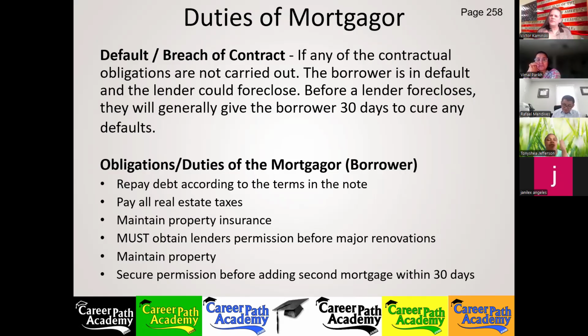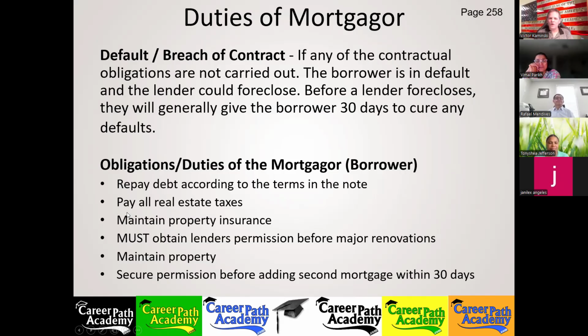Now, what are the obligations of the borrower? What are these promises that the borrower has to upkeep and do? What are the obligations of the borrower, who is the mortgagor? Well, you know the first one. We all know the first one. You gotta repay the debt according to the terms in the note.